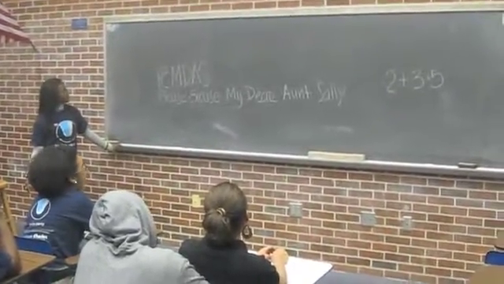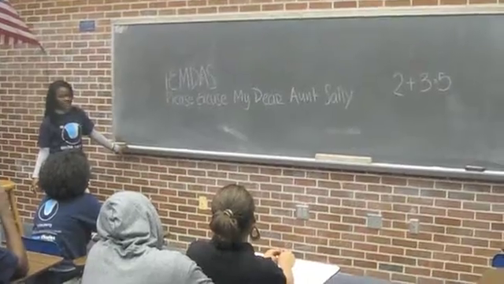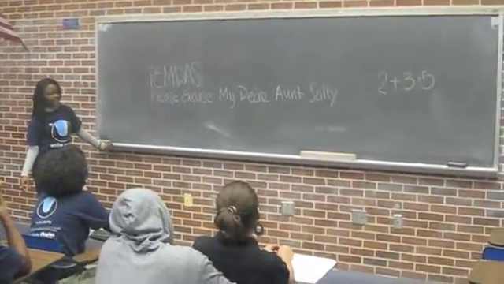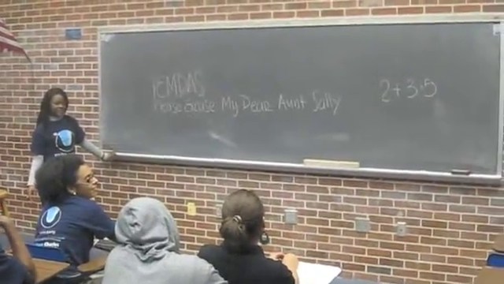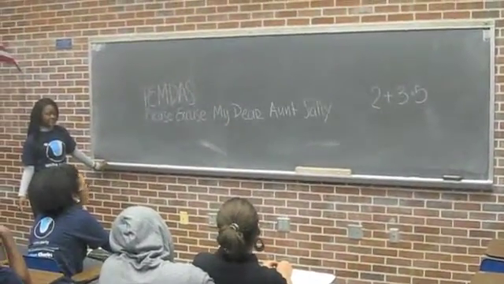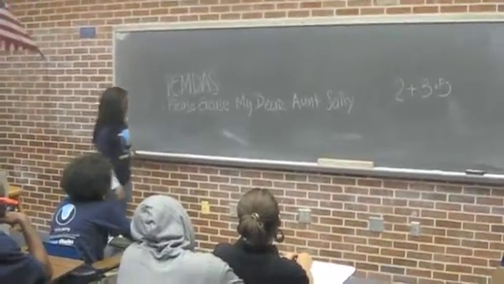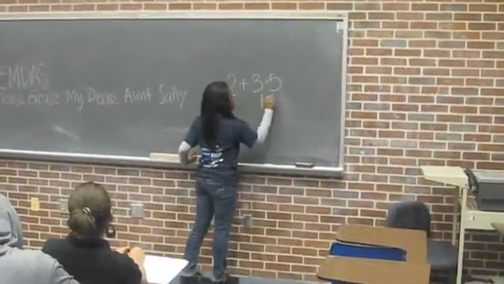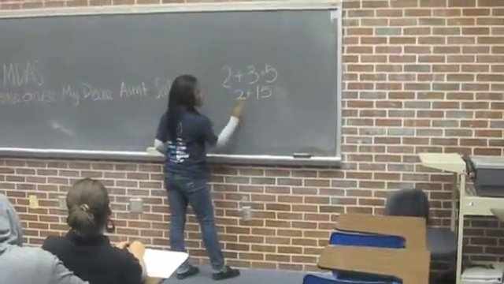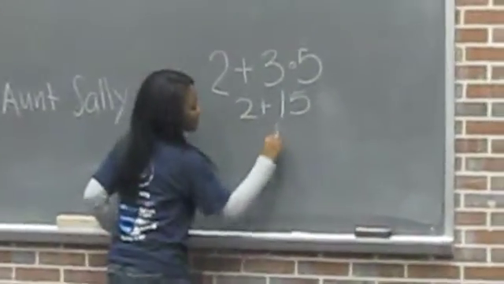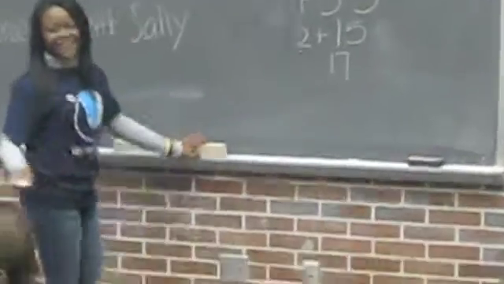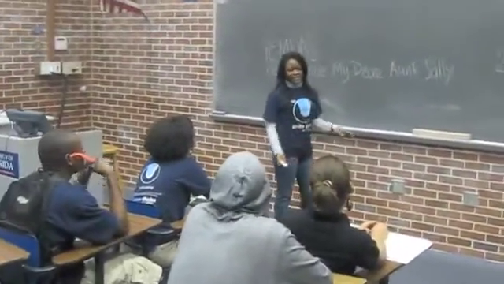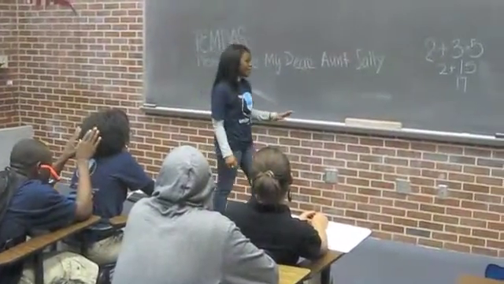Well, PEMDAS stands for the different operations, right? Yes. And that's the order in which you would do it, right? Yes. So I would say 3 times 5. Okay. And that equals? 15. And then? 17. Exactly. Well, this is a simple version of what you might encounter, but later on you'll be solving harder problems.